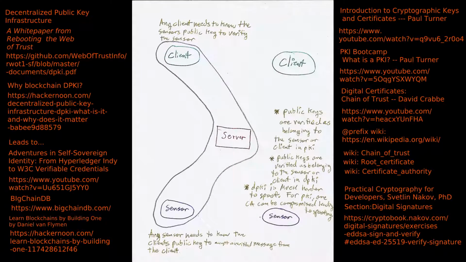What are the benefits of decentralized public key infrastructure? DPKI versus PKI, public key infrastructure. DPKI provides a way to move device identity to the edge rather than a centralized architecture. Proving identity is through the private key. DPKI is a decentralized architecture which is harder to compromise. With PKI, one certificate authority can be compromised, leading to spoofing.